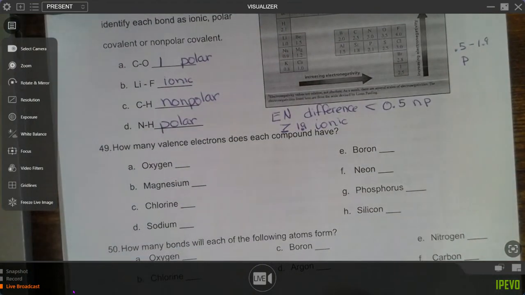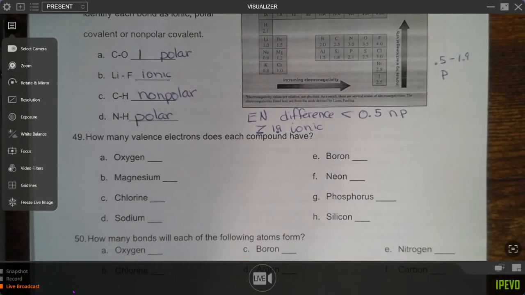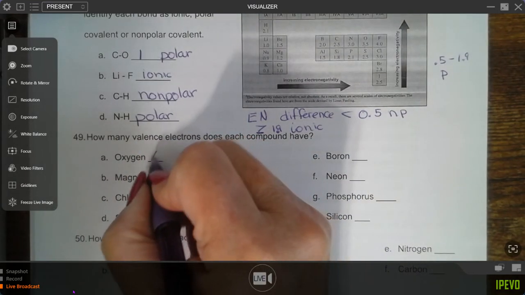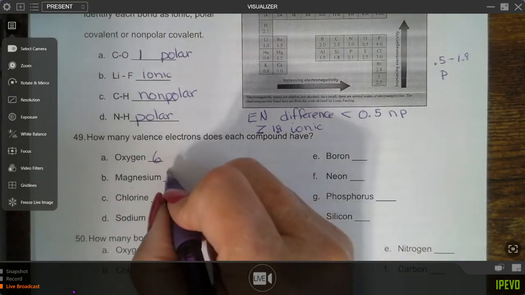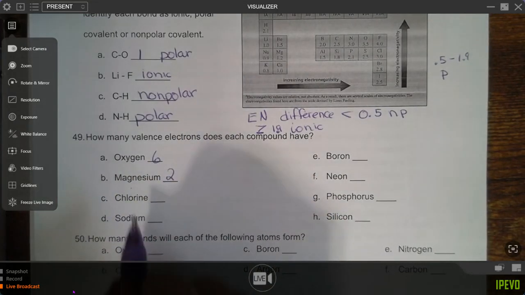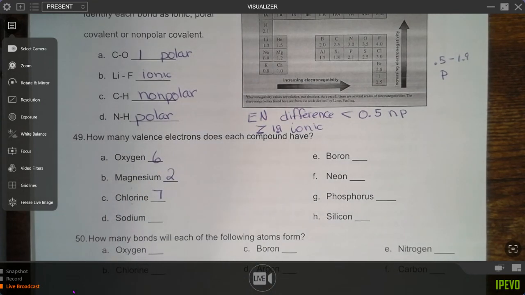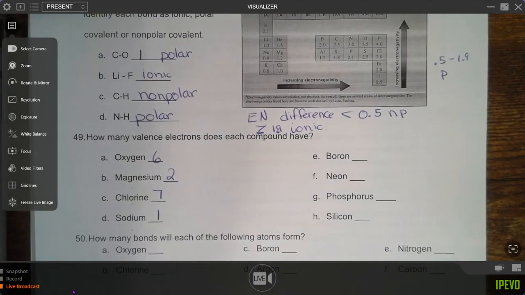All right, how many valence electrons? This should be hopefully easy too. You look at the group number on the periodic table. Oxygen is in group 16, so it has 6 valence electrons. Magnesium is in group 2, so it has 2 valence electrons. Chlorine in group 17, 7 valence electrons. Sodium in group 1, 1 valence electron.